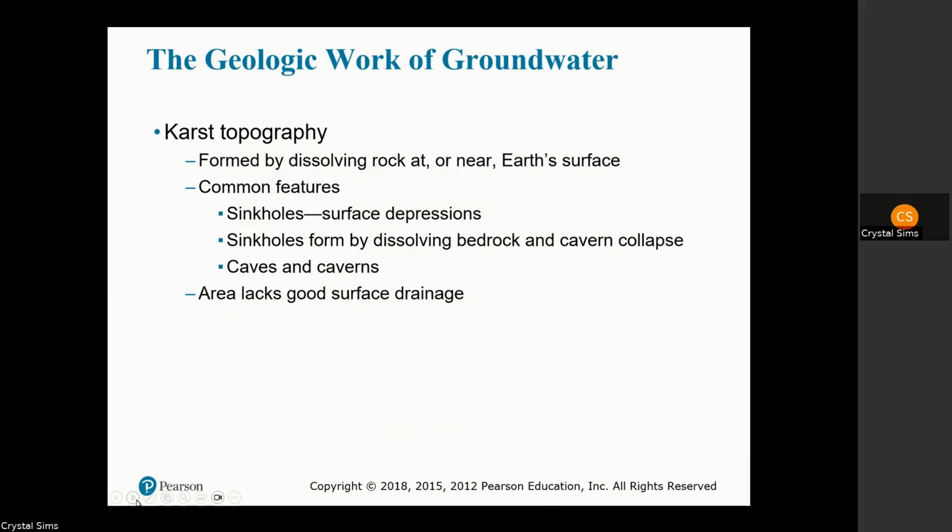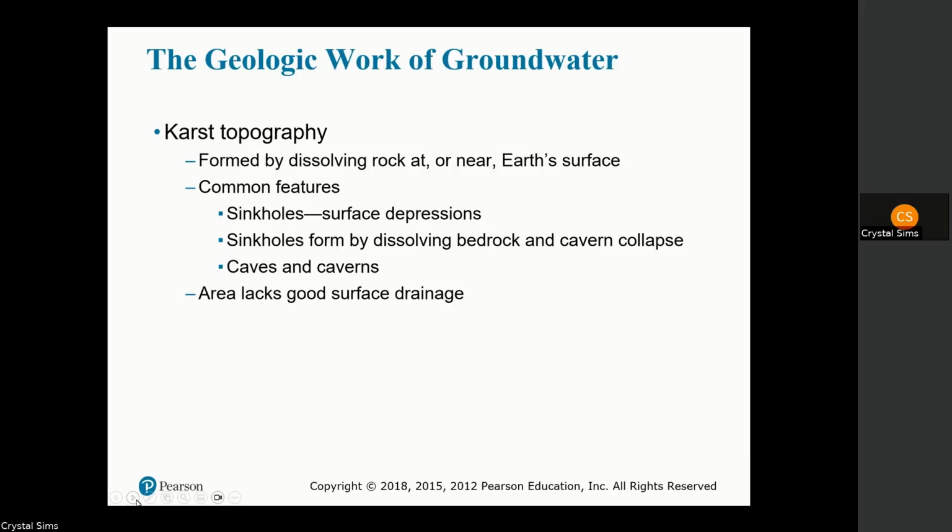So another feature that's associated with erosion of groundwater is called karst topography. Karst topography is named for the Kars region in the border between Slovenia and Italy, where we see a lot of this type of topography. And so this is going to occur in areas where we have limestone. So we see this in Kentucky, Tennessee, Alabama, Indiana, and Florida.